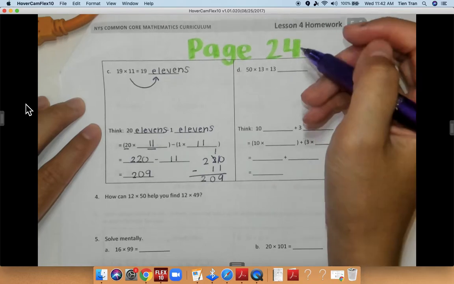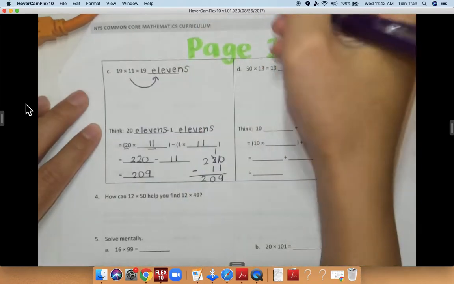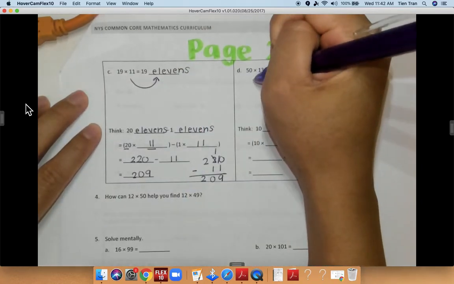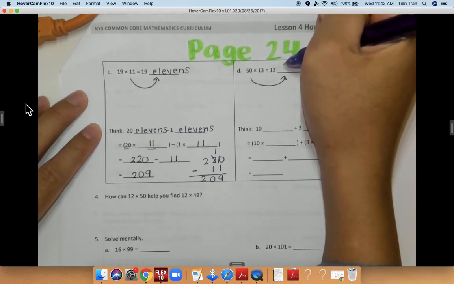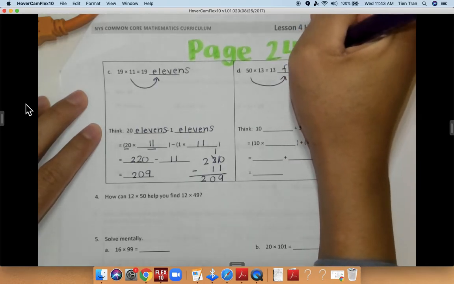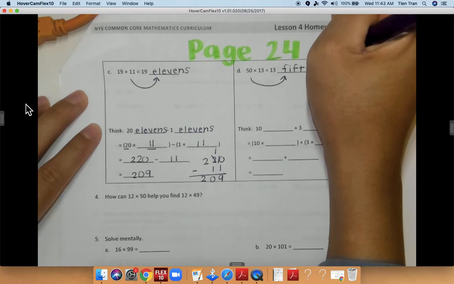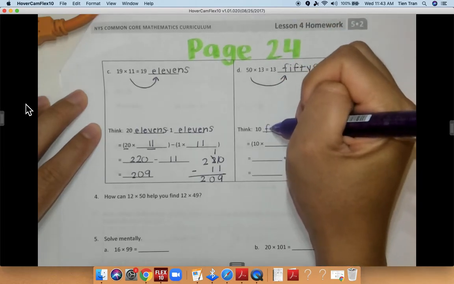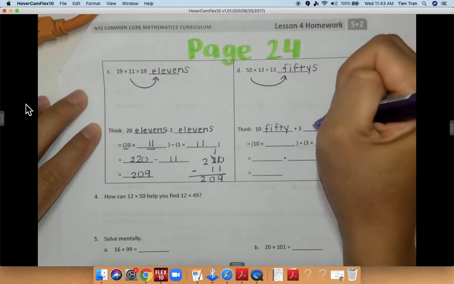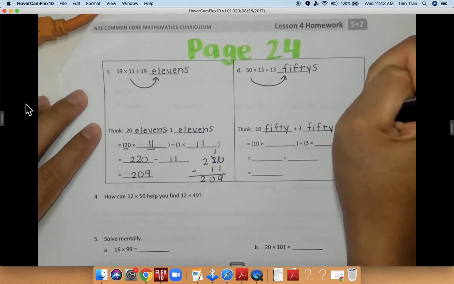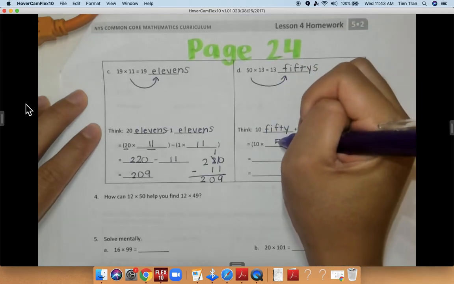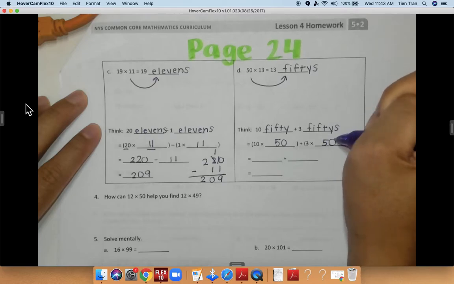On this side, I have 50 times 13, which is equal to 13 what? So I need to figure out 13 50s. So I'm writing down 50s. So 10 50s plus 3 50s is going to give you what? Okay, so 10 times 50 and 3 times 50.